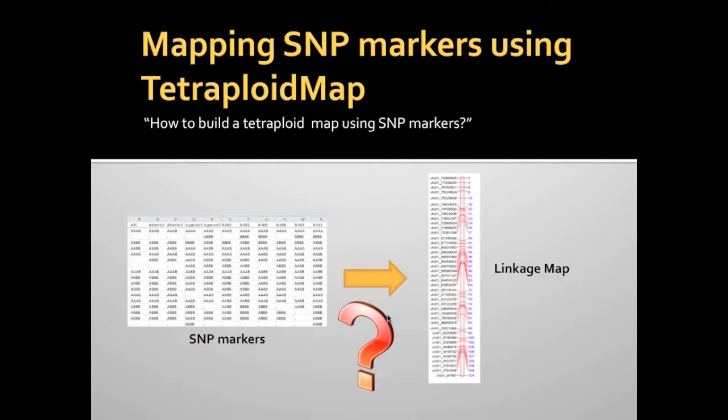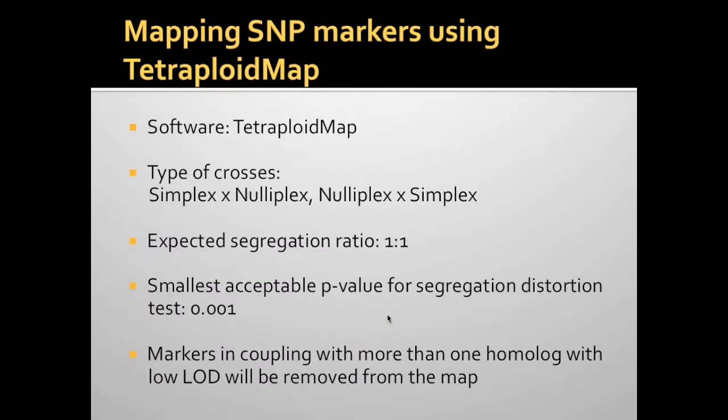Well, next I'm going to show how we go from having our SNP data set with already selected markers for mapping to develop a linkage map. This also takes time and a lot of trial and error, especially learning how to use the TetraploidMap software. As you heard before, it has some limitations, but it works well.